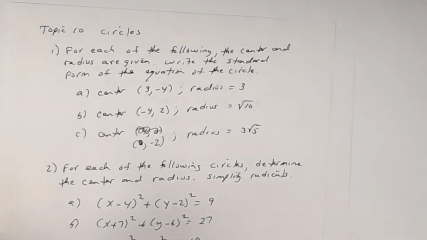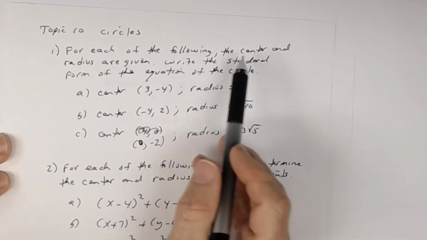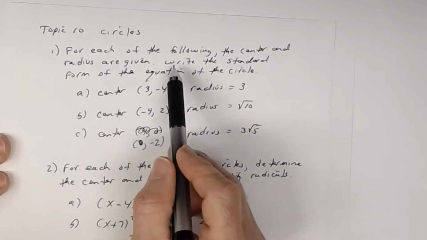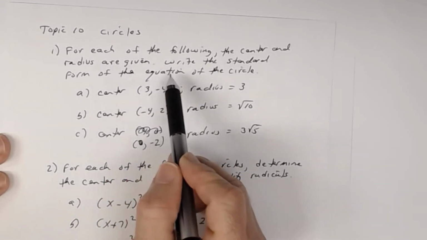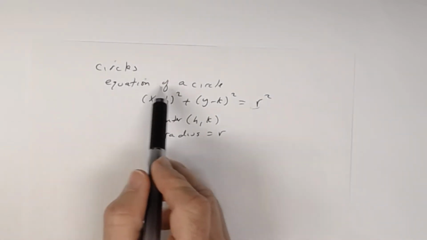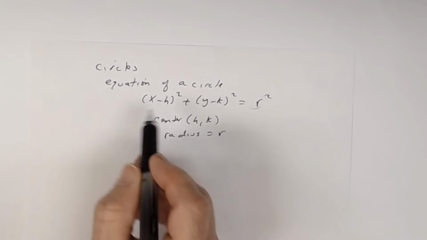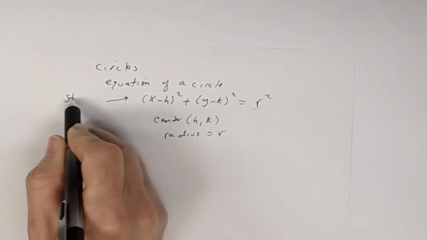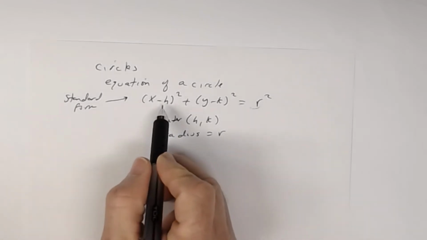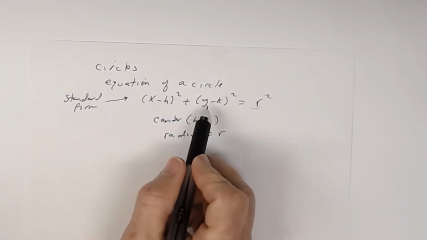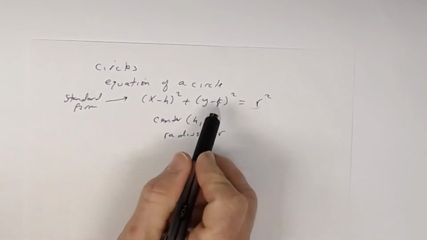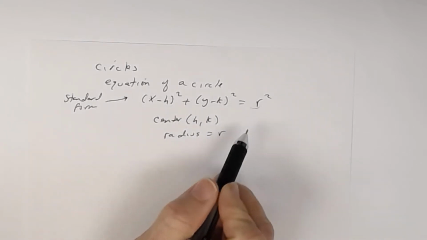Okay. So for each of the following, the center and radius are given. Write the standard form of the equation of a circle. So the equation of a circle that I gave you right here, that's standard form. Standard form is (x - h)^2 + (y - k)^2 = r^2. And remember, the center is (h, k) and the radius is r.